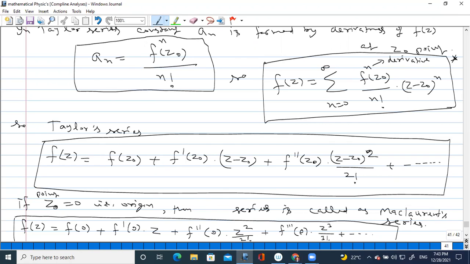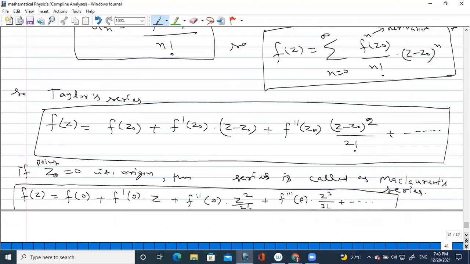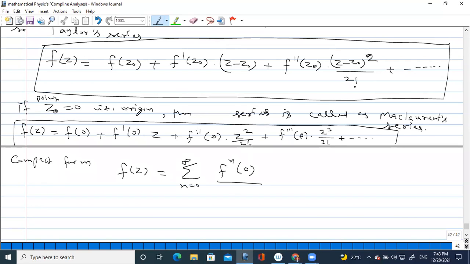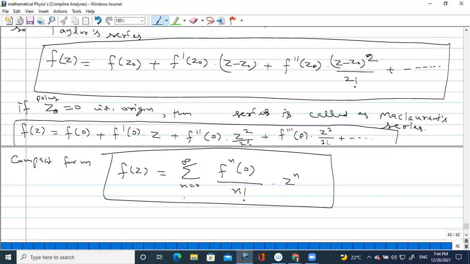Okay, now for this Maclaurin series I can also have the compact form. The compact form will be f(z) equals summation n equal to 0 to infinity, f^(n)(0), because in place of z0 it is 0 now, divided by factorial n, into z to the power n.